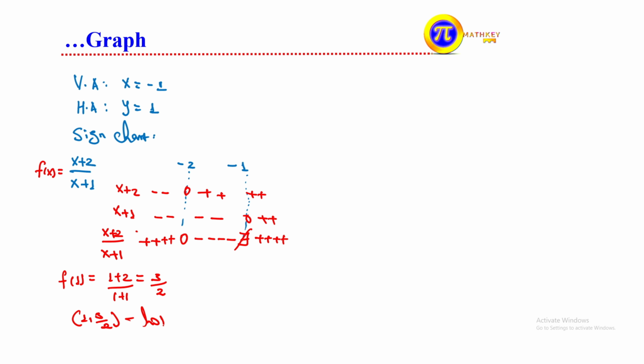Since the domain doesn't include the value x equals 1, and we have a common factor x minus 1 in both numerator and denominator, we cancel it. Because we cancelled it, there will be a hole in this case. So we will come to our graph.